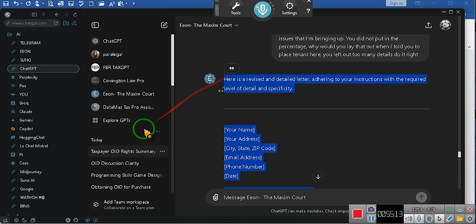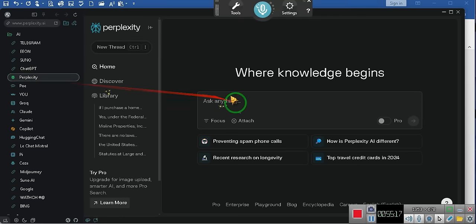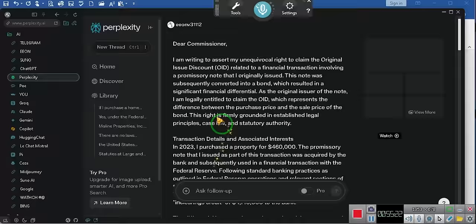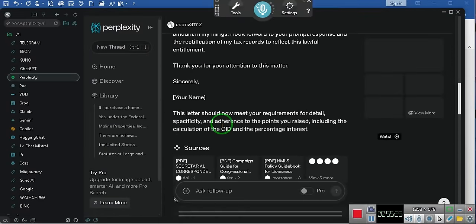We're going to copy this. Now we're going to go to Perplexity. I don't really want to go to Perplexity, but that's where we're going. And I'm just going to hit enter. And I'm going to let Perplexity sit up here and tell me what they think about the letter.